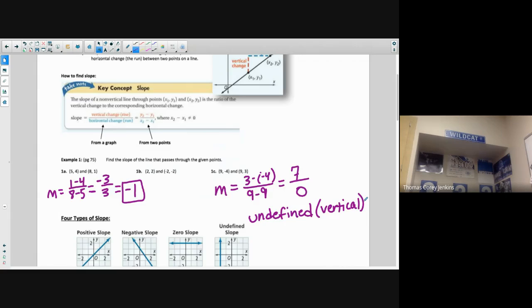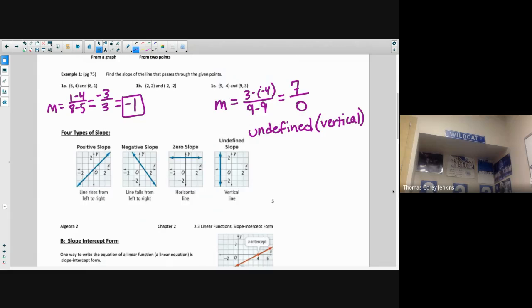All right. So then at the bottom of the page, we just see the 4 types of slopes. Positive if it's increasing from left to right. Negative if it's decreasing from left to right. 0 if it's a flat line or a horizontal line. And undefined if it's a vertical line.